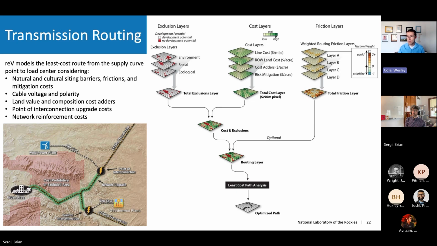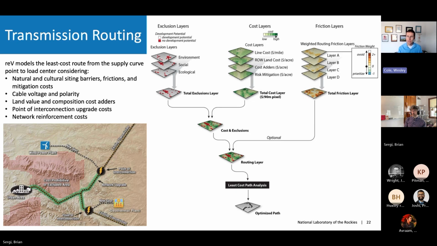And then there's an optional routing friction layer that can be included that would say, okay, well, these kinds of lands we want to avoid, these kinds of lands we want to prioritize in terms of moving things through, and those things together would give you a routing layer. And then we'd apply a least cost path algorithm that would say, okay, within this set of layers, how do we get from point A to point B? And you can see that on the figure on the bottom left. You'd have a wind power plant or geothermal power plant, and have a spur line to get you out to the transmission system, and then maybe some reinforcement to get to a load center or other locations.